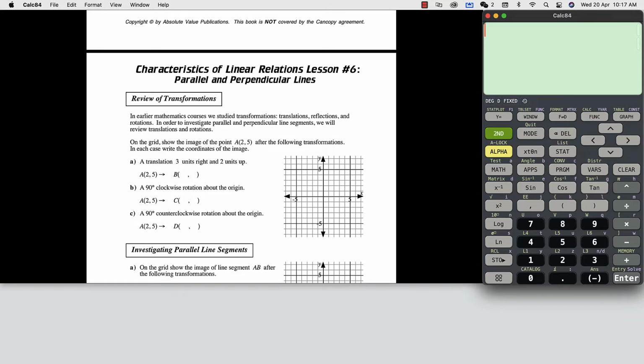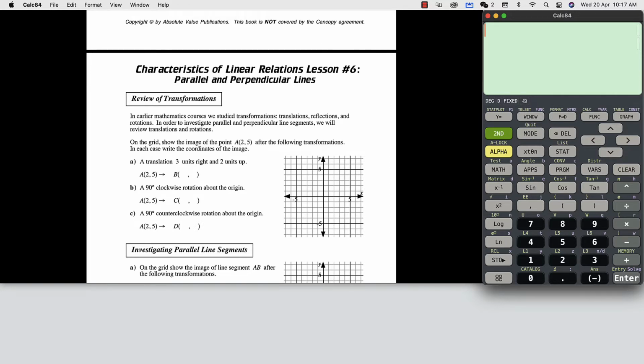And we're starting off with a review of transformations, and it tells us that this is something that you learned earlier in another course like grade 8 or 9. So it's telling us to translate and to rotate some points. So translation means to basically move it right or left and move it up and down from its original position. So that one's quite easy.